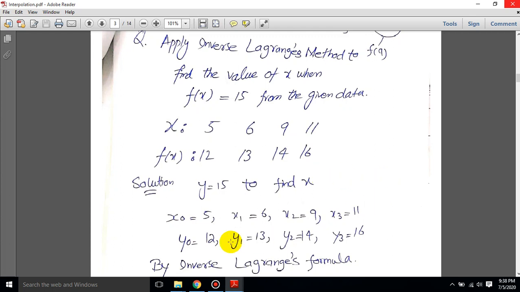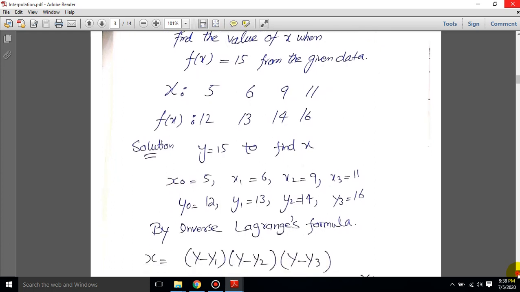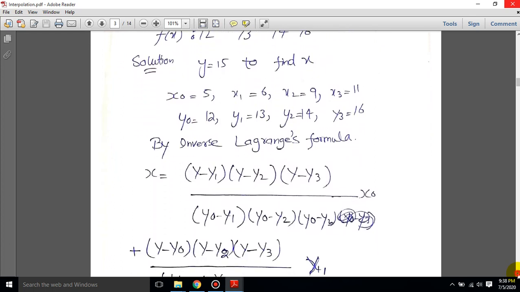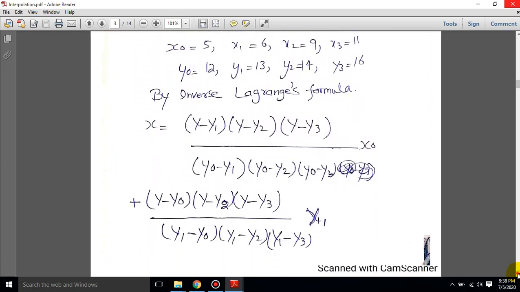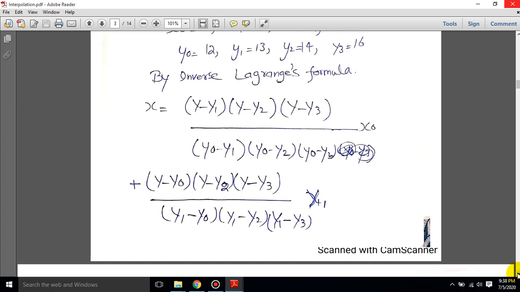Here we are defining x0 is equal to 5, x1 is equal to 6, x2 is equal to 9, and x3 is equal to 11. y0 is equal to 12, y1 is equal to 13, y2 is equal to 14, and y3 is equal to 16. Now please see this one. There is a slight difference as far as the inverse Lagrange formula is concerned.